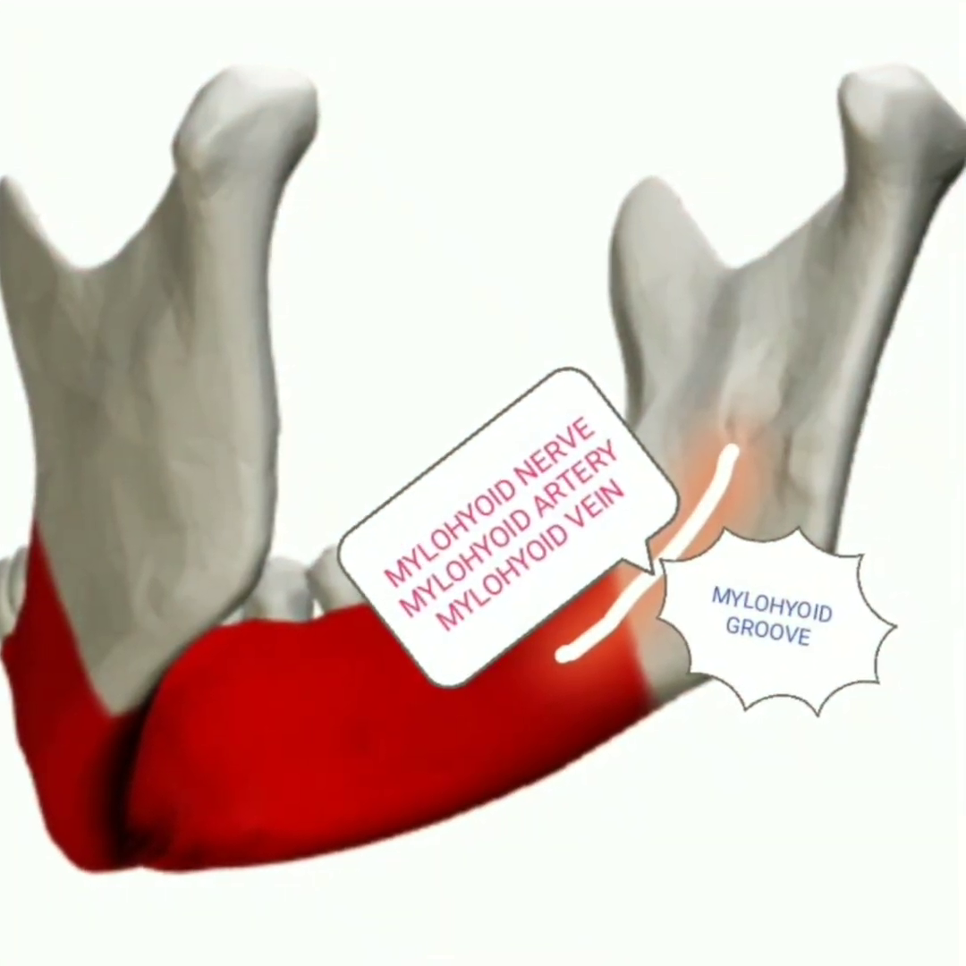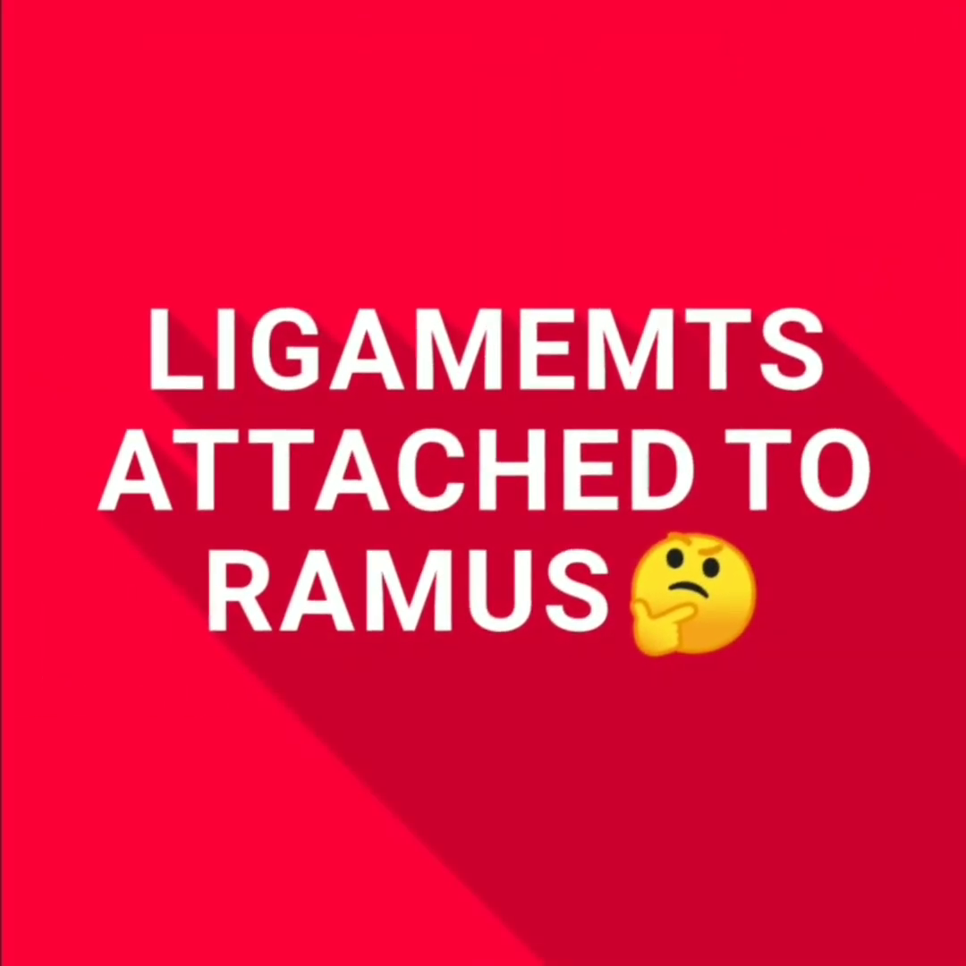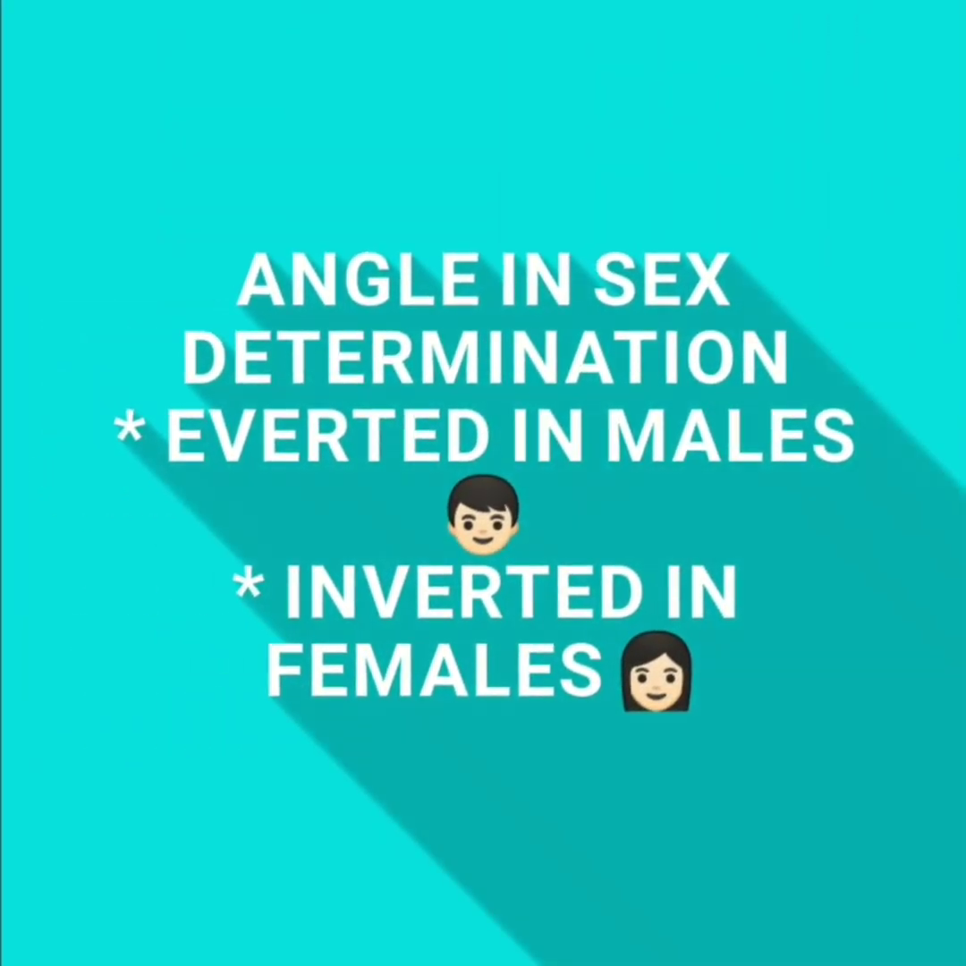Mylohyoid groove is an extension of the mylohyoid line over the ramus for the passage of mylohyoid nerves and vessels to supply mylohyoid muscle. Spinomandibular is attached to lingula, while stylomandibular is attached to angle of the mandible. Angle of the mandible aids in sex determination. If the angle is everted or outwardly placed, it can be considered a male mandible, while if it is inverted or inwardly placed, it is considered a female mandible.